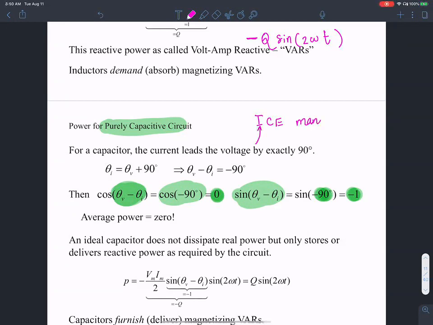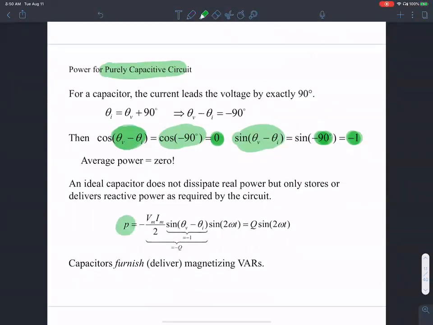Because remember Eli the Iceman? Current leads the voltage by 90 degrees in a capacitor. So the voltage phase minus the current phase is going to be negative 90 degrees. So the bottom line is that for a capacitor, the power is Q times sine 2 omega t, where Q is positive. Capacitors therefore deliver power. The units of reactive power are again volt ampere reactive.